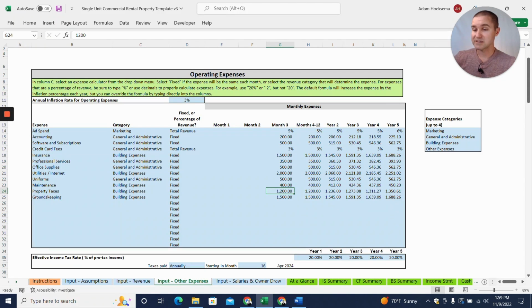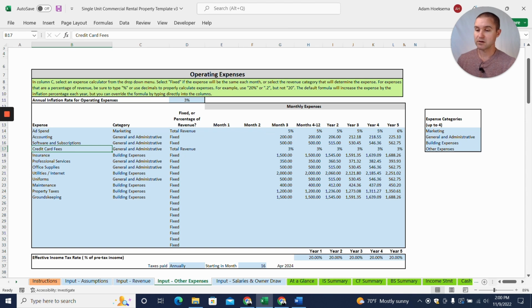Now onto the Input Other Expenses tab, we can enter in all of our different operating expenses that we might expect and then break those down by category. So marketing, general and admin, building expenses, and other expenses. And we can also set these up as either a fixed dollar amount or percentage of revenue. For example, for ad spend, we just put in 5% of total revenue. We're assuming that we're going to be advertising to lease this space, and we're going to plan to spend 5% of revenue on an ongoing basis.